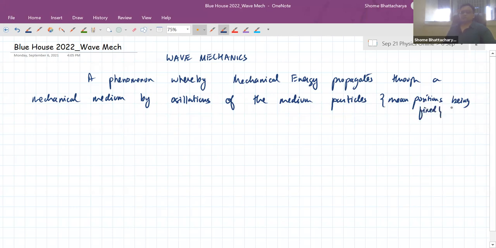That is the important aspect to understand here: while energy is propagating from one point to another in the medium, the mean position of the oscillating particles is not shifting. It is remaining fixed. It's only oscillations about the mean positions, the to and fro motion about the mean positions. But the mean position remains fixed while energy is propagating across that medium. Anything which creates or facilitates this phenomenon is called a wave motion.